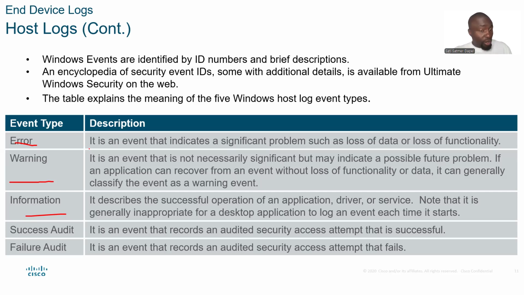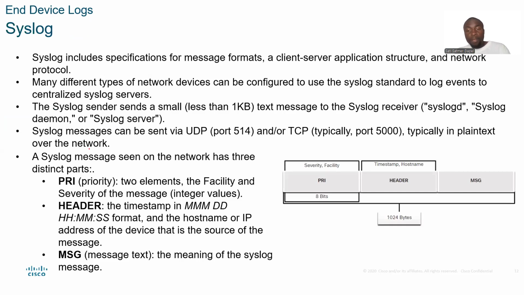When you see success audit, like the one I showed you, it is an event that records an audited security access attempt that is successful. If you see failure audit, it tells you there is an event that records an audited security access attempt that fails. How about syslog? Remember, we're looking at end devices now in the log.